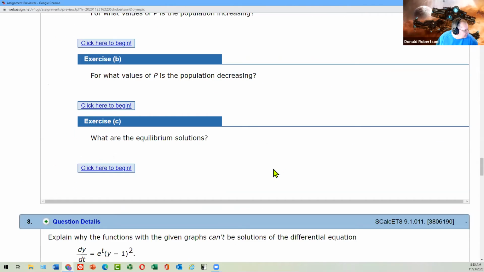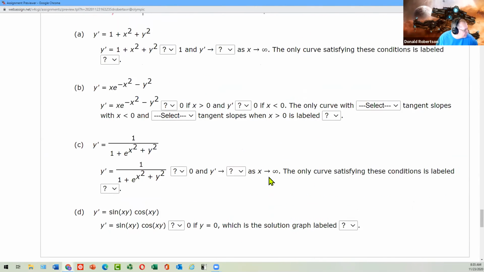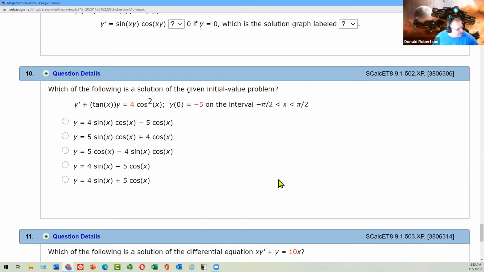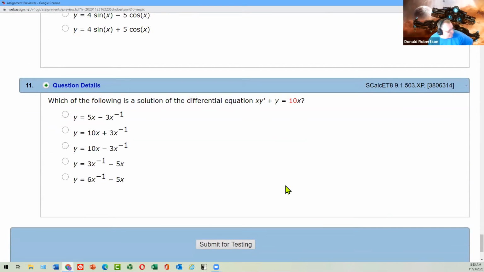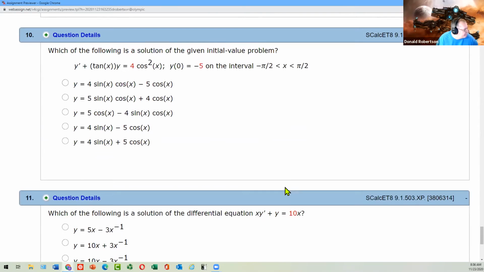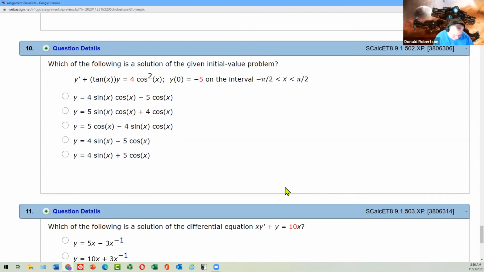Now, if I can scroll down here. In question 10, same idea, but with a trig function. Question 11, same idea, but with, I don't know, negative powers and things floating about. Let's pick one. I'm on question 10.